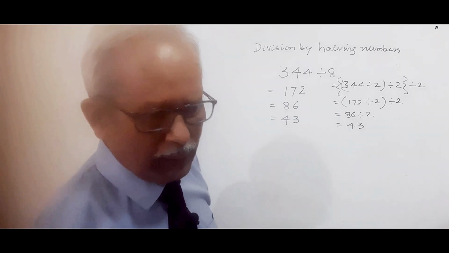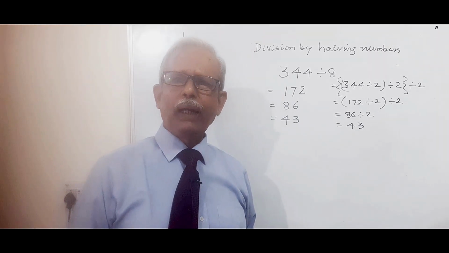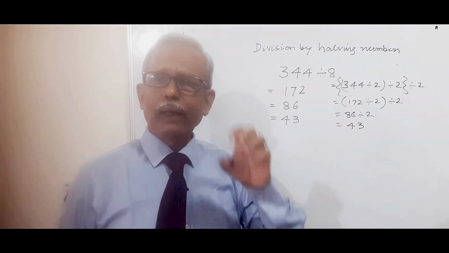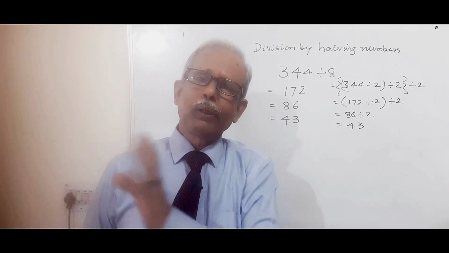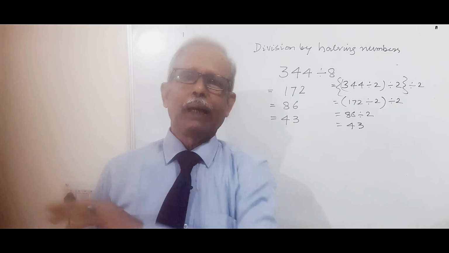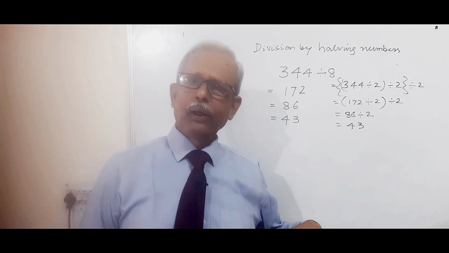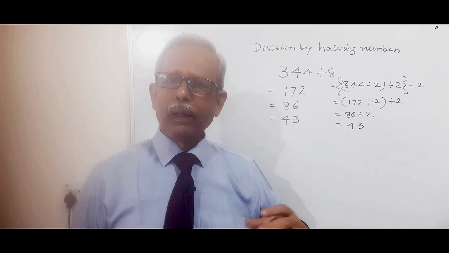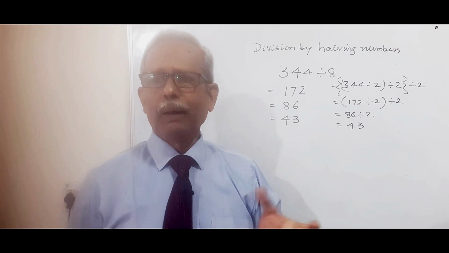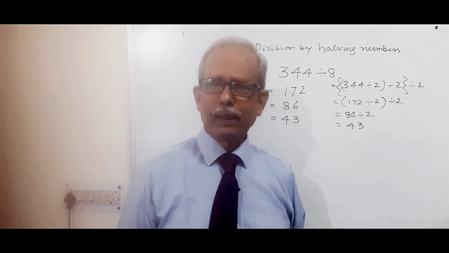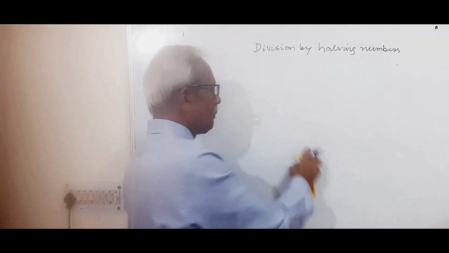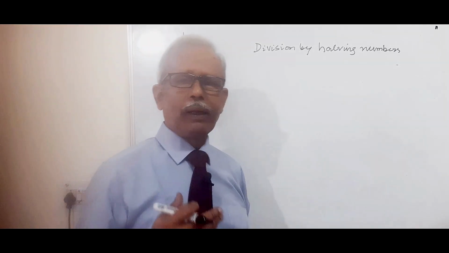So we have seen that we can very easily multiply numbers by doubling. We multiply a number by 4 by doubling the number twice, or multiply by 8 by doubling the number 3 times. Similarly, in case of division, we can get the result in case of dividing by 4 by halving the number 2 times, and in case of dividing by 8 by halving the number 3 times. So I think you have understood how to multiply by 4 and 8 and divide by 4 and 8.